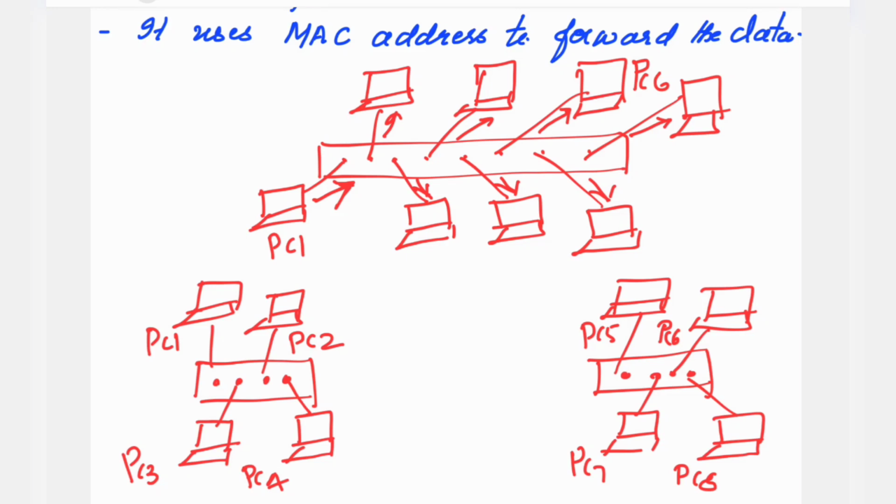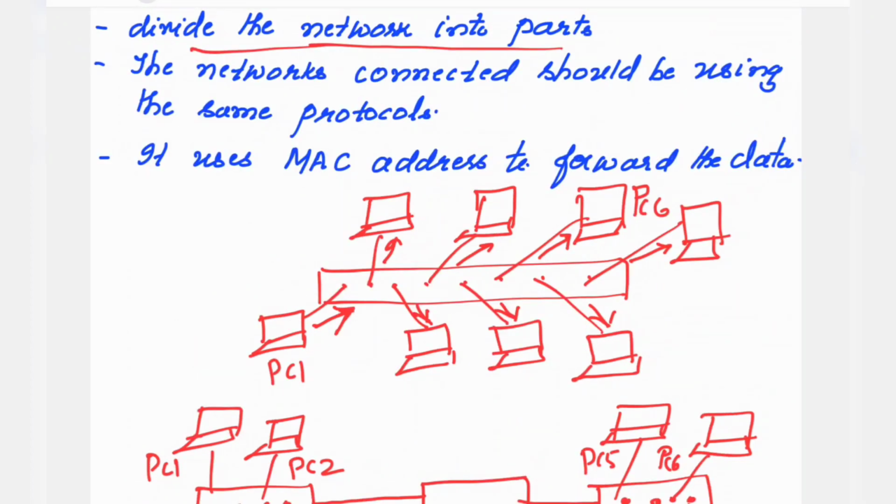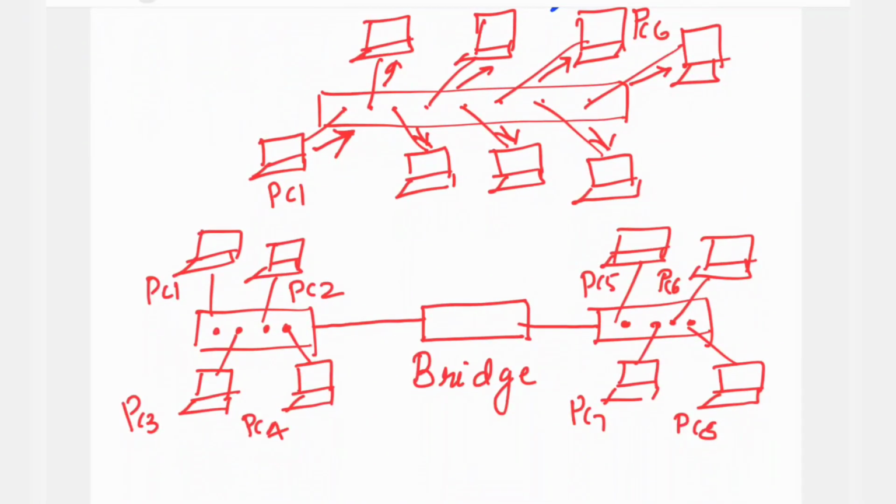Now we will use another device called a bridge, which connects these two networks or these two LANs. Here is one local area network, here is another local area network, and connecting these two LANs is a device called a bridge. The networks connected should be using the same protocols. The original network itself is getting divided into two parts here.